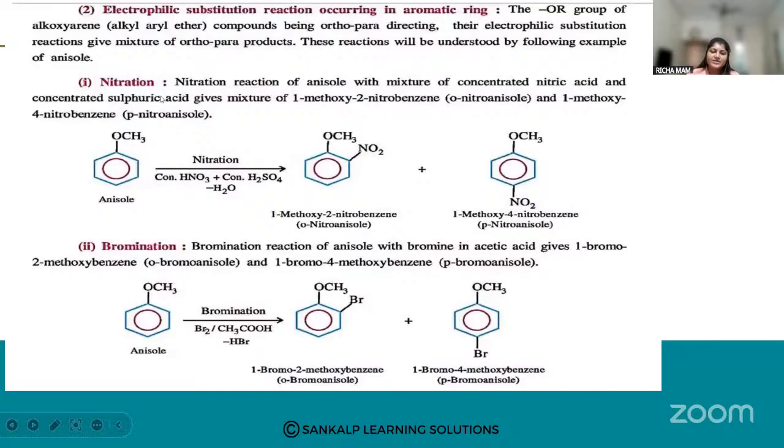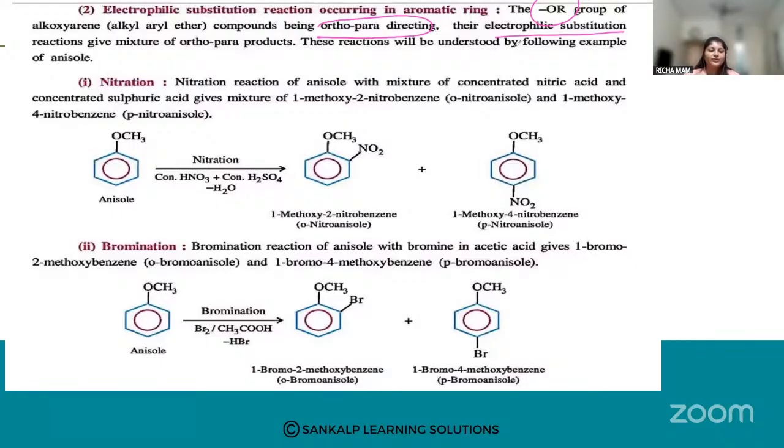Next we are going to see the electrophilic substitution reaction. In electrophilic substitution, the alkoxy group is ortho-para directing. It will also activate the aromatic ring towards the electrophilic substitution reaction.